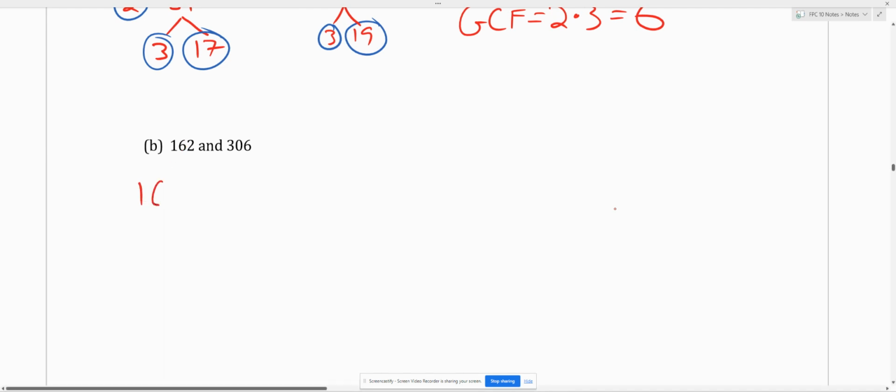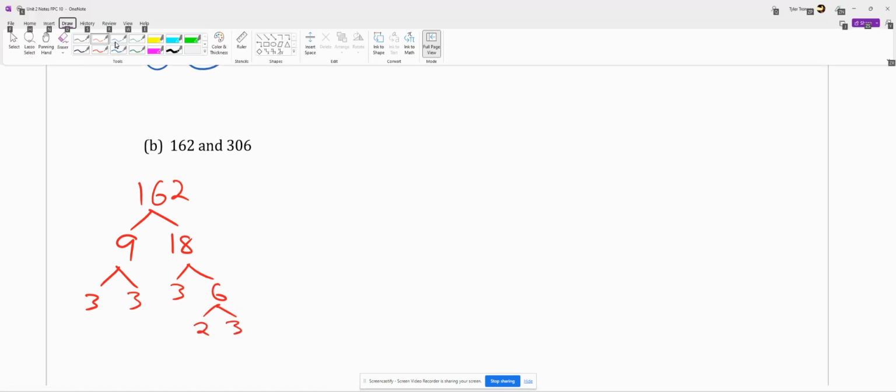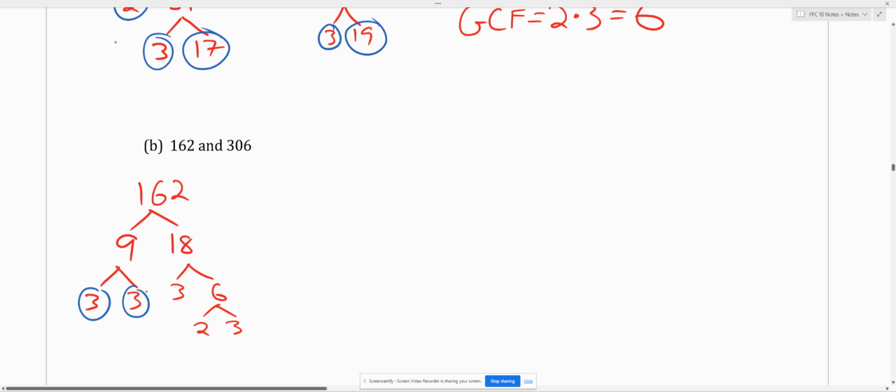First one here is 162. That is divisible by 2, but if we add these digits, 1 plus 6 plus 2, we get 9. It means it's divisible by 9. So it's better to start with something bigger if we can. And our calculator will tell us that 162 divided by 9 is 18. If you can't do that in your head, let's break these apart into their primes. So I get 3 and 6, and then 6 breaks into 2 and 3. So there's our prime factorization there. I have 1, 2, 3, 4 threes and 1 two.